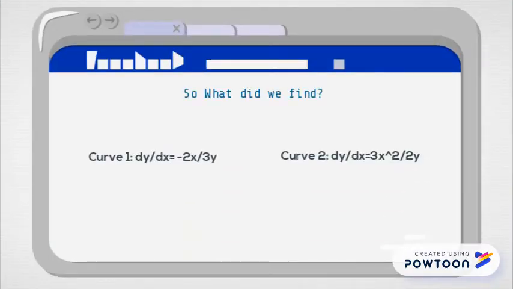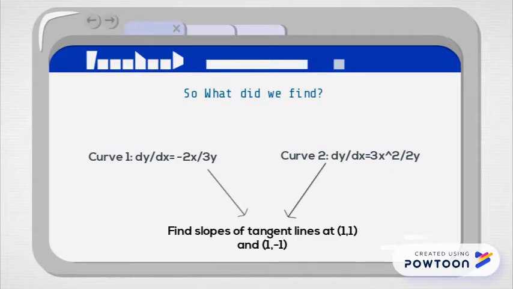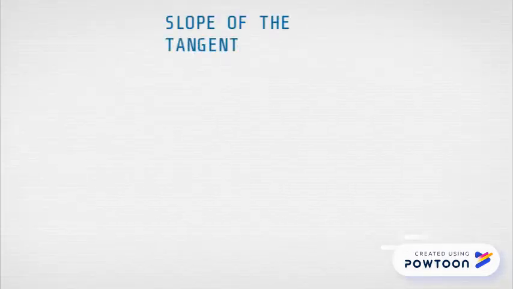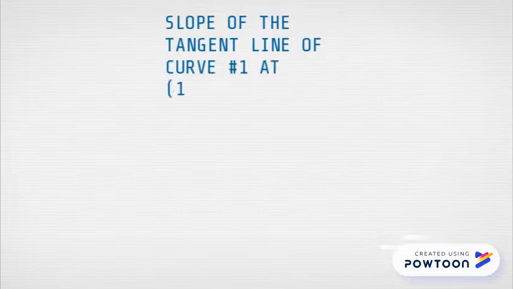So what did we find? We found two equations, one for each curve, that allow us to find the slopes of the tangent lines at both (1, 1) and (1, -1). To find the slope of the tangent line of curve 1 at (1, 1), we use its derivative, negative 2x over 3y. When we plug in (1, 1), we get a slope of negative 2 over 3, which is the slope of the tangent line.